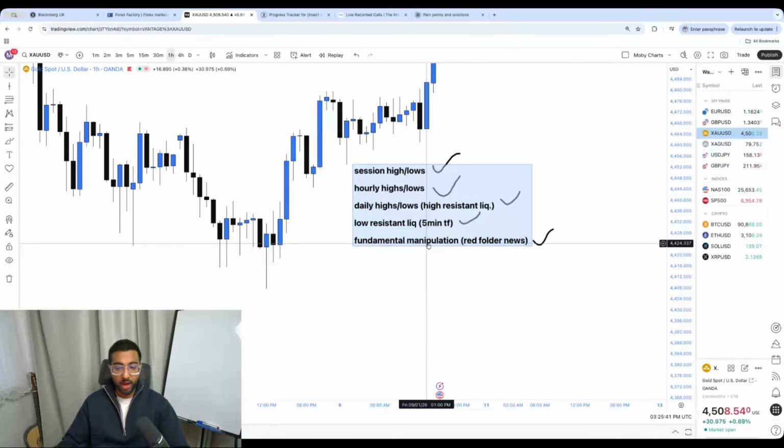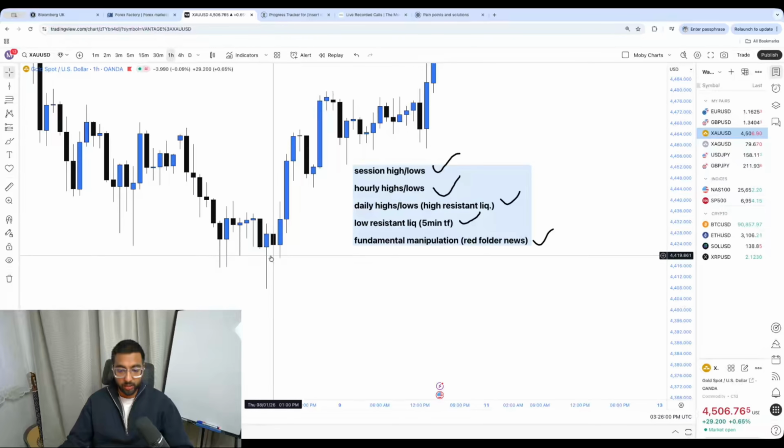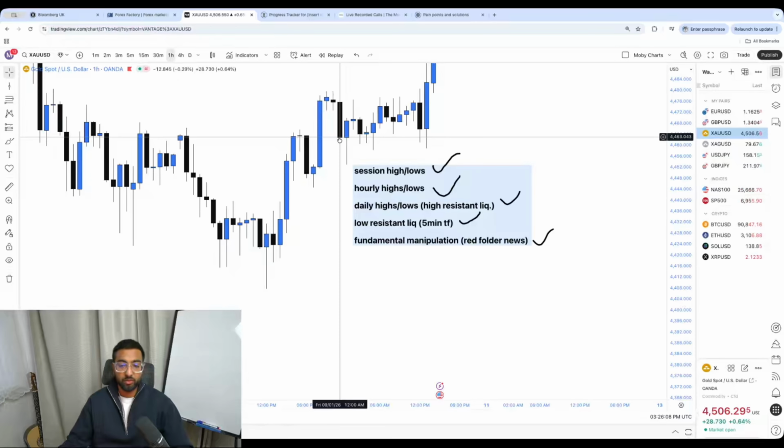Whenever there's a red folder, have a look at it. Go back in history, go back in time, and have a look and see on every single red folder what liquidity levels got manipulated. What happened? Where did they get manipulated? How did it affect the markets? How did it change the markets? Did it change directions? This is a big manipulation right here. Boom. I can tell that was definitely some sort of news, some sort of red folder right here. Boom, manipulated. That's why the market pushed, reversed.